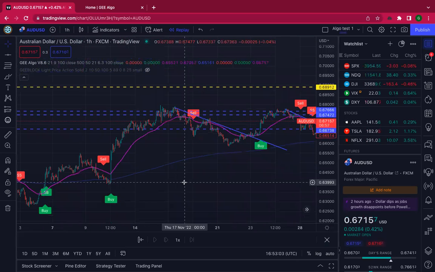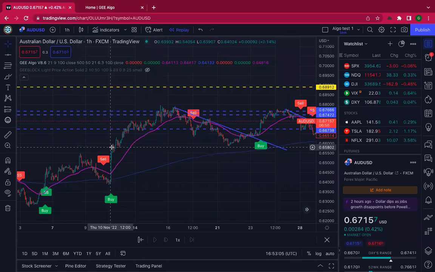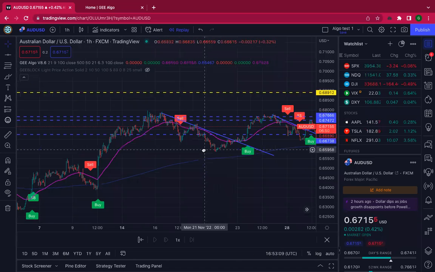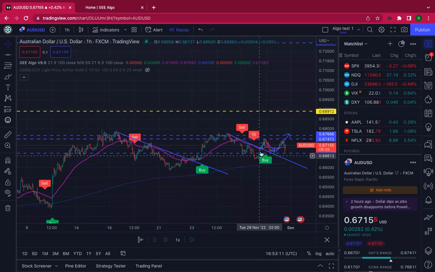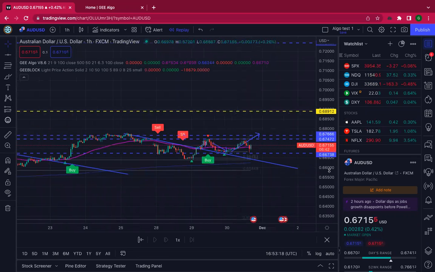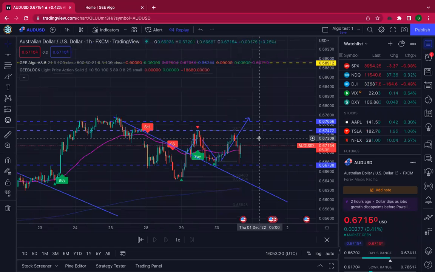Made money on the Aussie dollar here as well. You enter the long here and then you hold it. Sell, long, short sell. Now you have a buy. It's going to be consolidating for a bit. But again, just be mindful of the lot sizes that you do use because of drawdown.